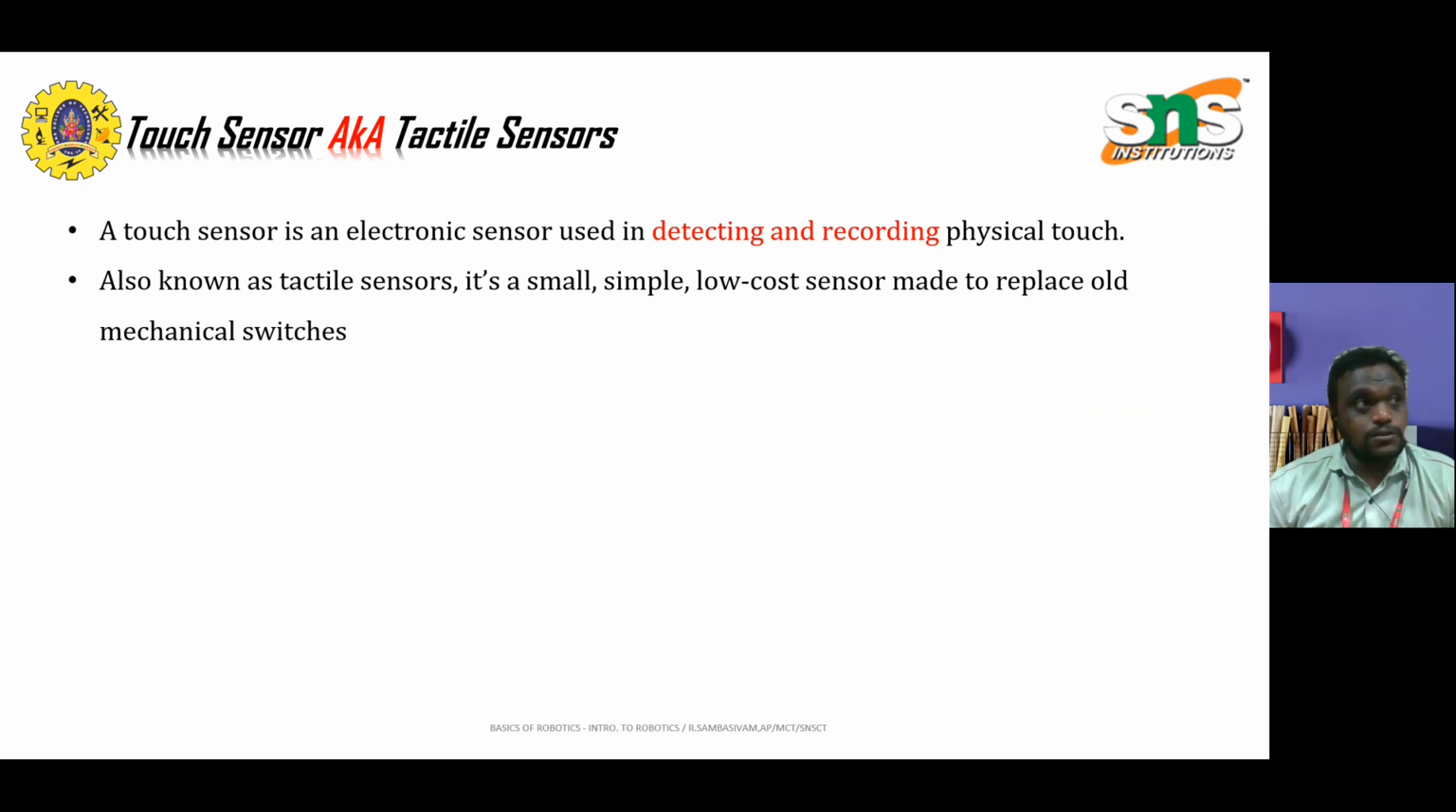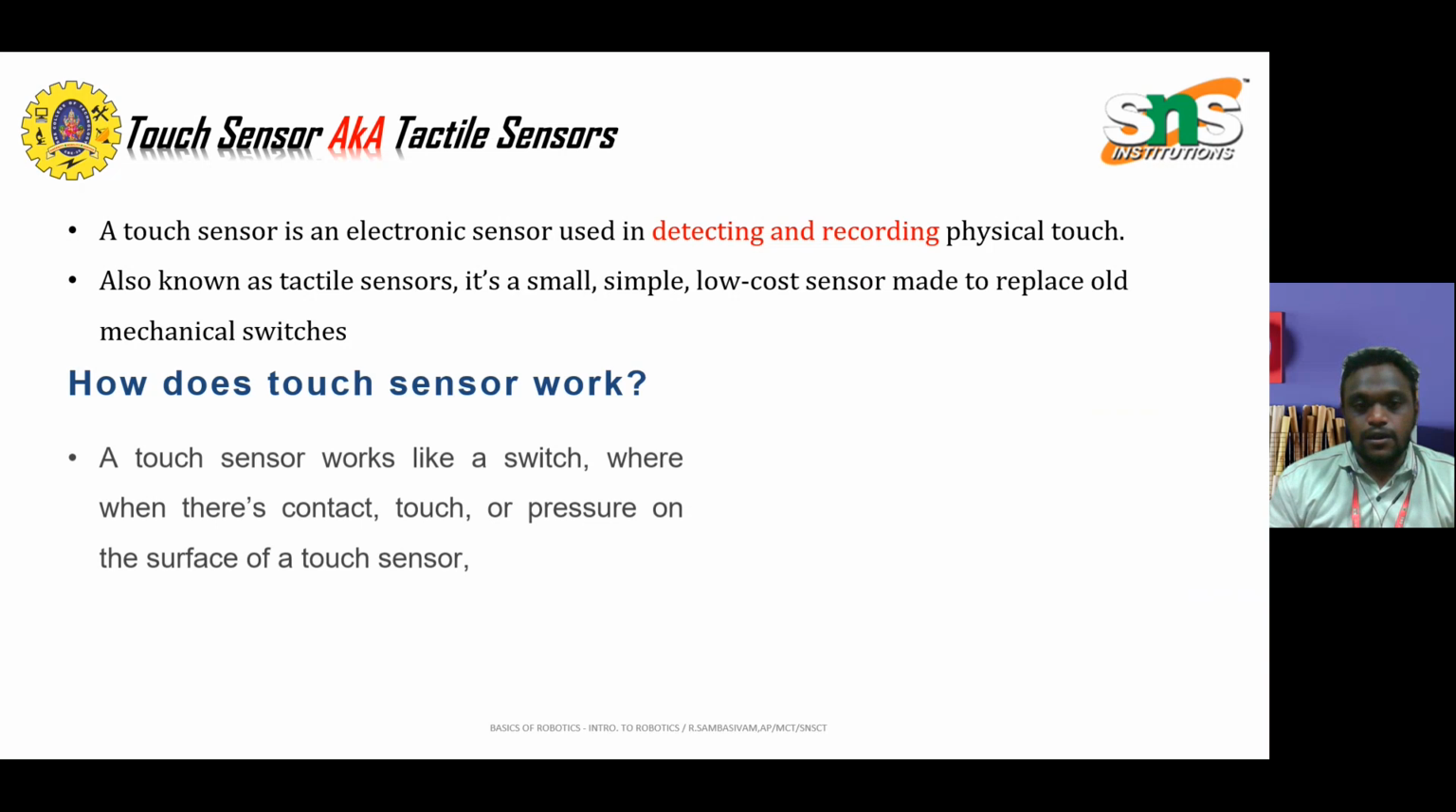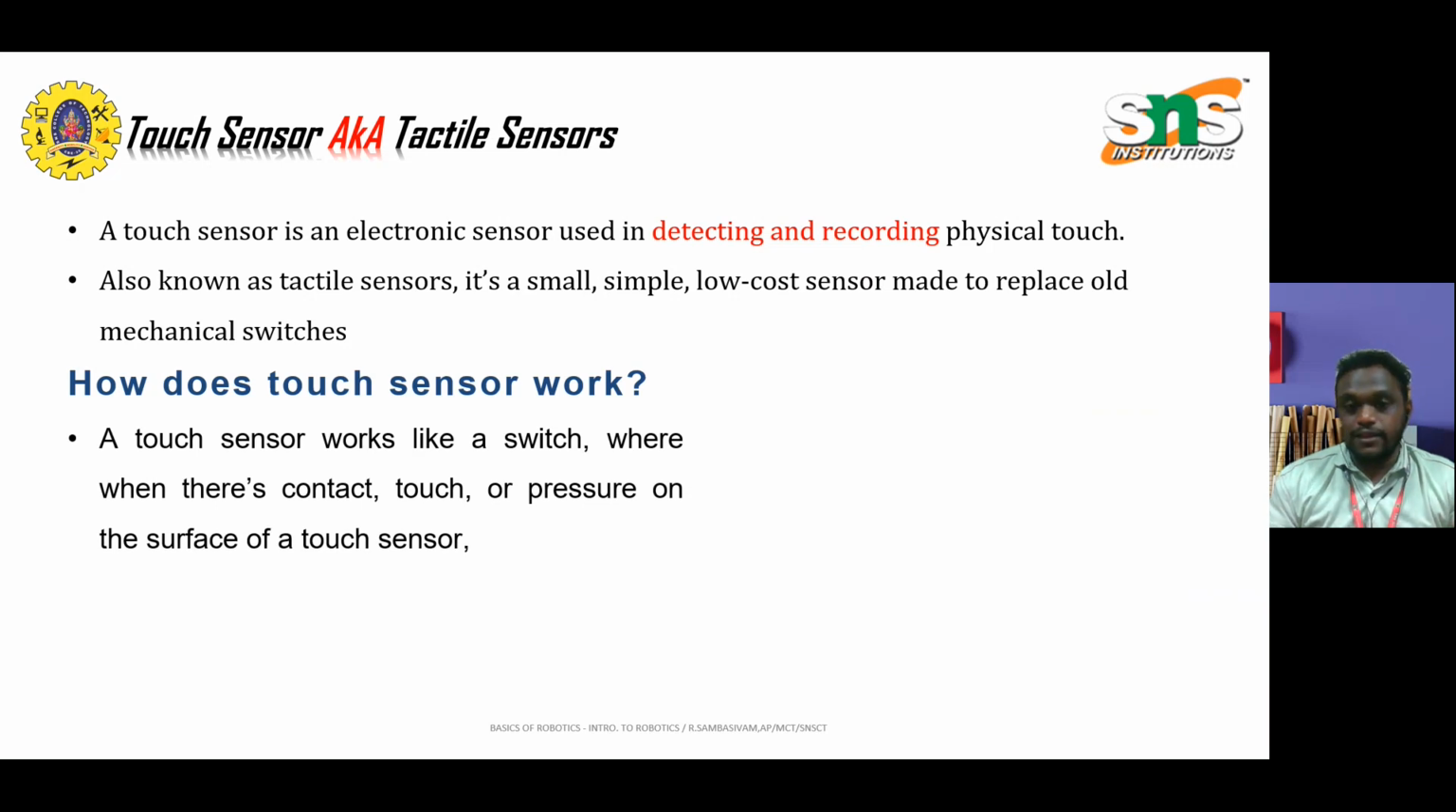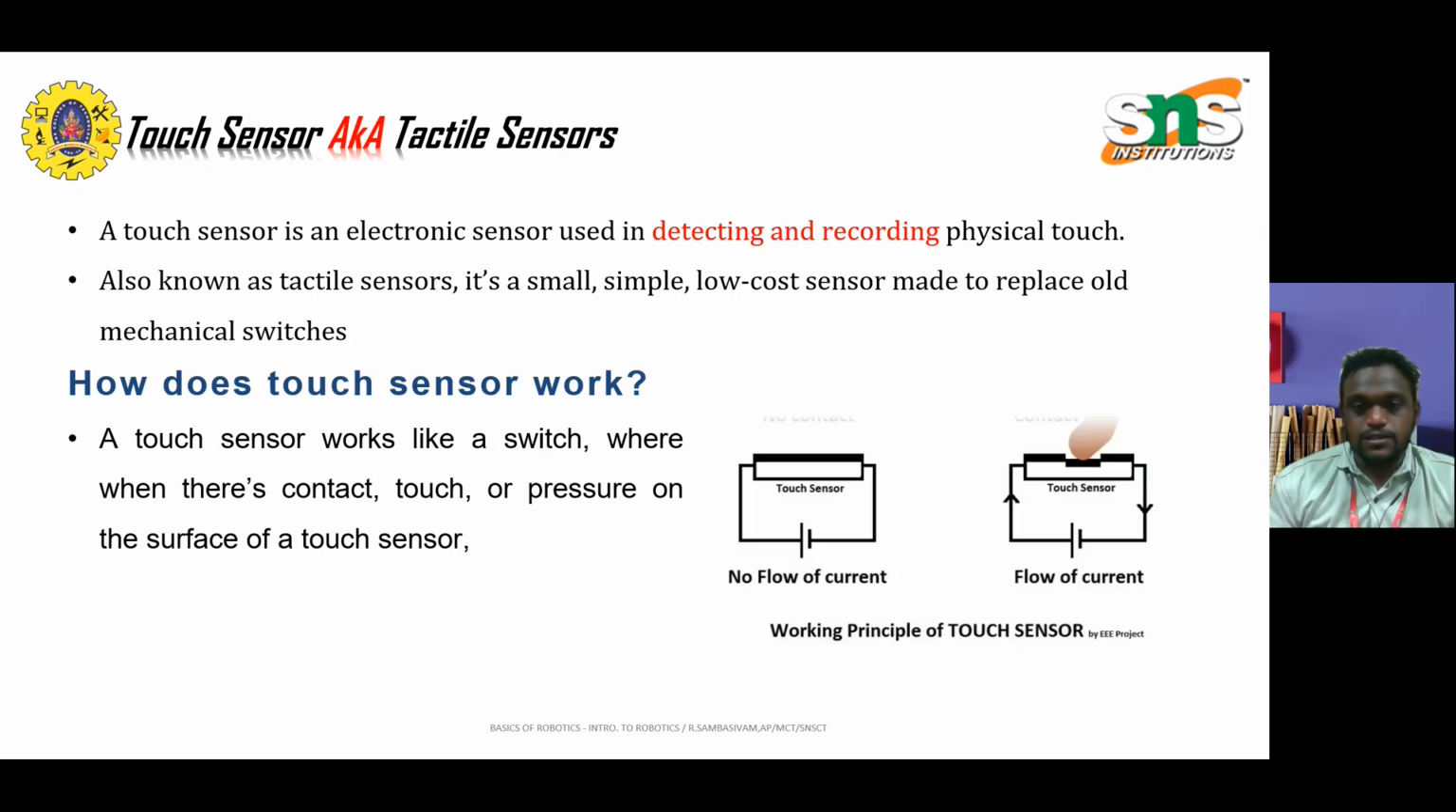It is a small, low-cost sensor made to replace mechanical switches like push buttons and on/off buttons. How it works is by applying pressure on a surface, either through contact or touch, based on the sensor flow.